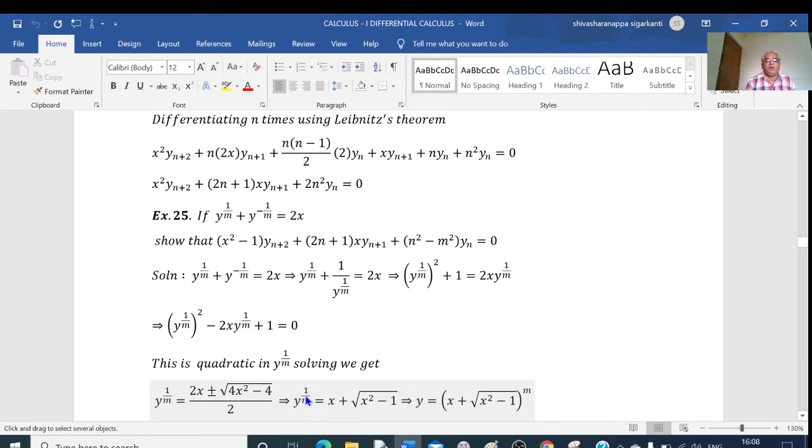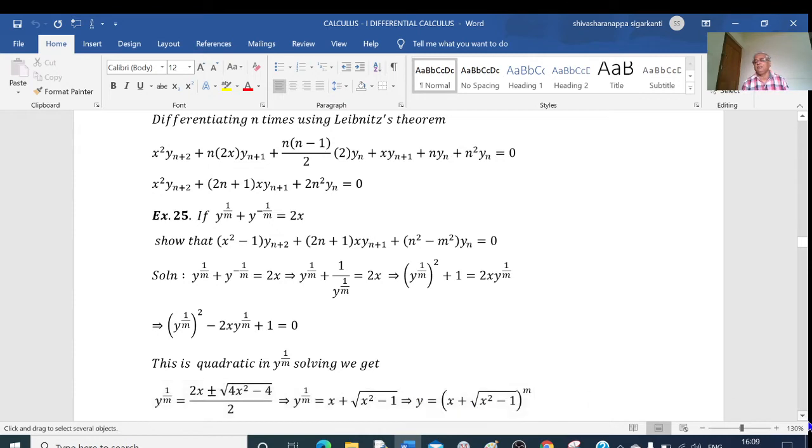This implies y to the power of 1 by m equal to, here 4 is a common factor. If I write it outside, that becomes 2. Here 2 is there, here also 2 is there, so the 2 gets cancelled. What remains here is x plus or minus root of x square minus 1. I will consider only one sign here, plus. That is y to the power of 1 by m equal to x plus root of x square minus 1. Raising the power m on both sides, we get y equal to x plus root of x square minus 1 whole to the power of m.